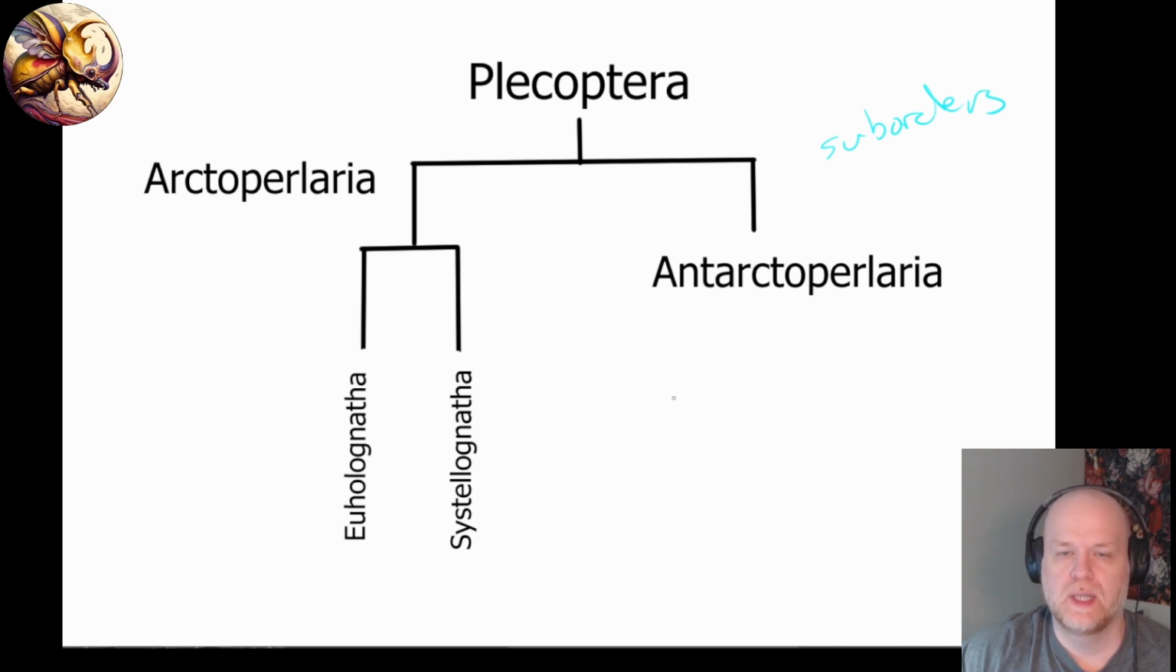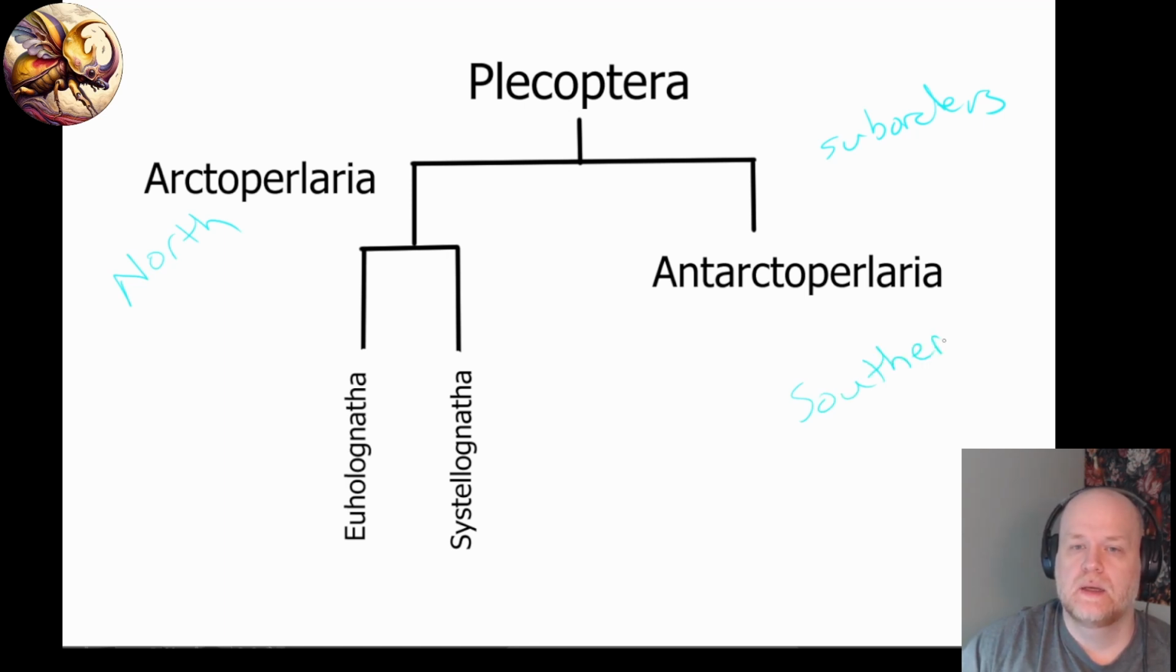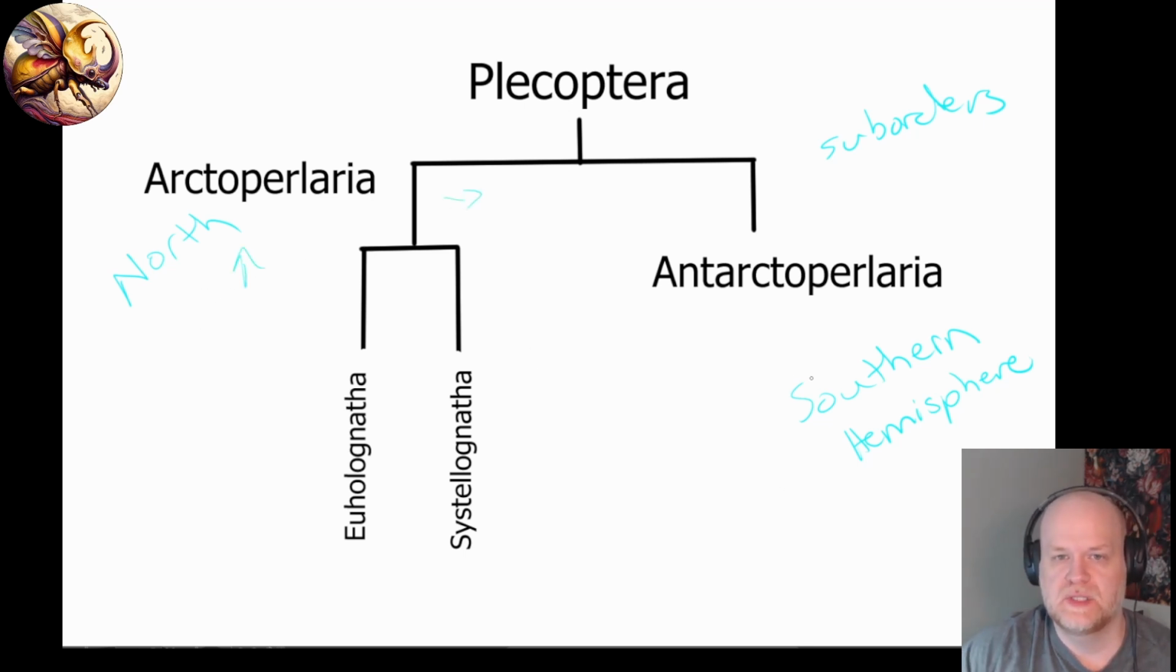There's the Arctoperlaria and the Antarctoperlaria. As the name suggests, one is Arctic, one is Antarctic, and by that I don't mean that they're living in the Arctic. I mean that they are either in the northern hemisphere or the southern hemisphere. It's a very clear distinction. There's only a little bit of overlap where some of the ones from the northern hemisphere are now slowly moving into the southern hemisphere. But there is no backwards movement.